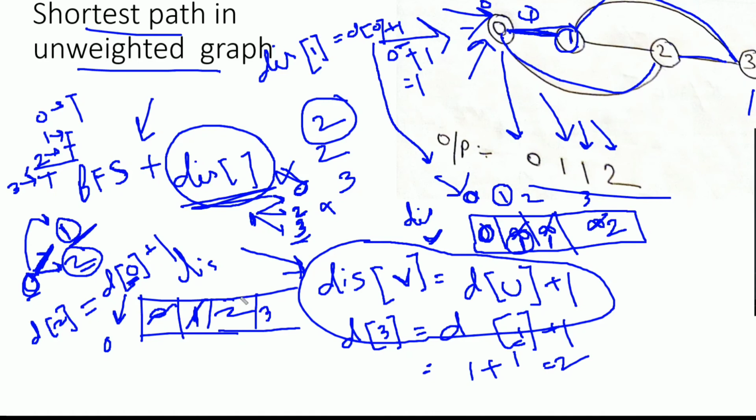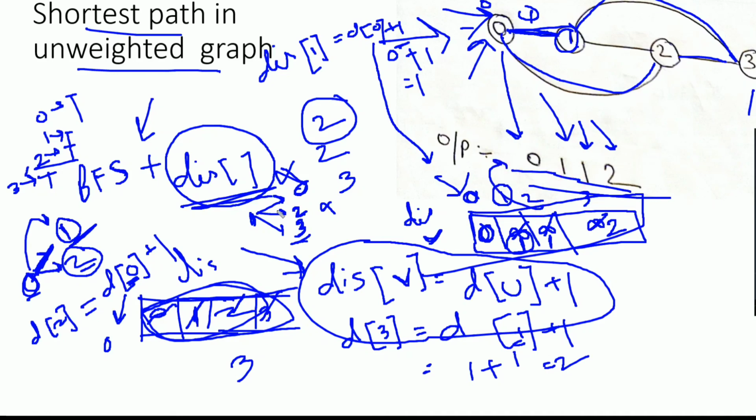So finally, I will pop this Q again. I got vertex 3 and I find that the adjacent vertices are already visited. So our Q is empty and we will stop the iteration. We are going to print this distance array and we'll get the output as 0, 1, 1, 2. So the code is quite similar to what we have written in the BFS algorithm.